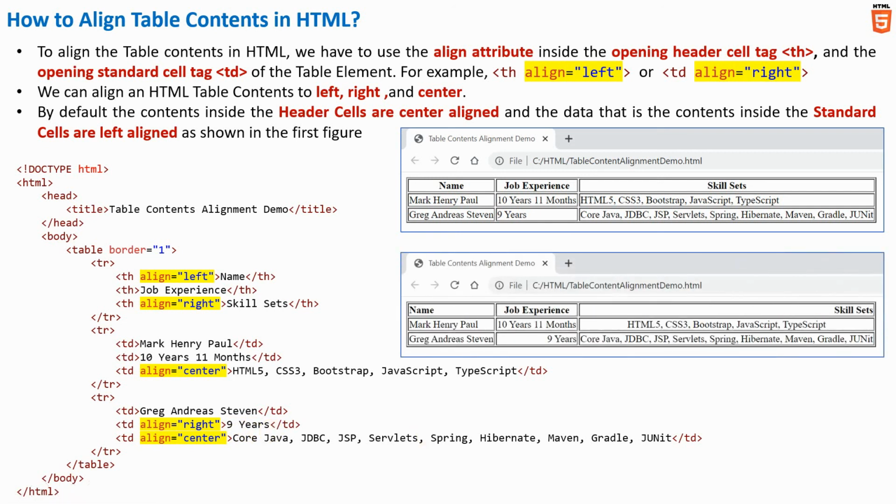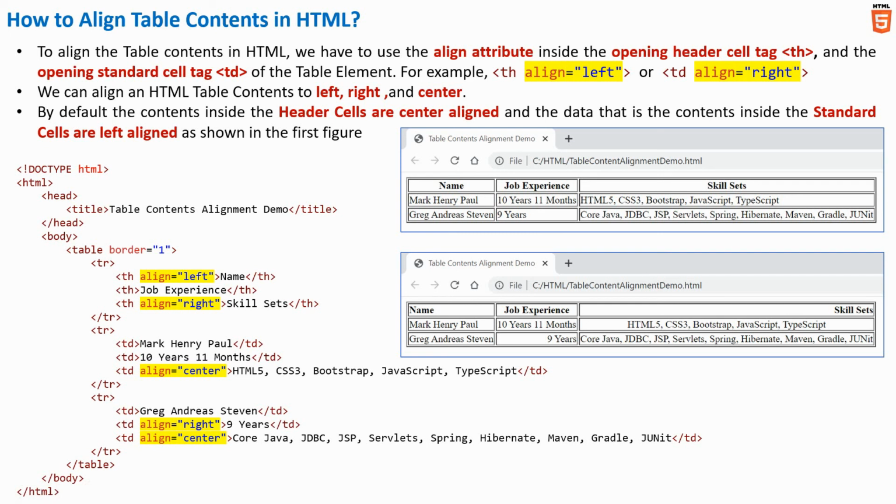When this code is rendered in a browser, we will get the output as shown here. That is, the first column header is left aligned, the second column header is center aligned, which is the default alignment, and the third column header is right aligned. Also, the skill set of Mark Henry Paul is center aligned. That's the reason why HTML5, CSS, Bootstrap, JavaScript, and TypeScript are appearing in the center of this cell. If you notice the job experience of Greg Andre Stephen, this is right aligned, whereas the skill set of Greg Andre Stephen is center aligned. So this is exactly the various alignments possible for the data as well as for the header of an HTML table.